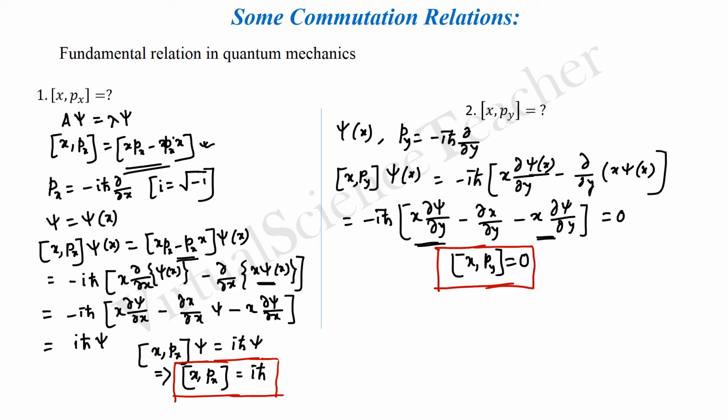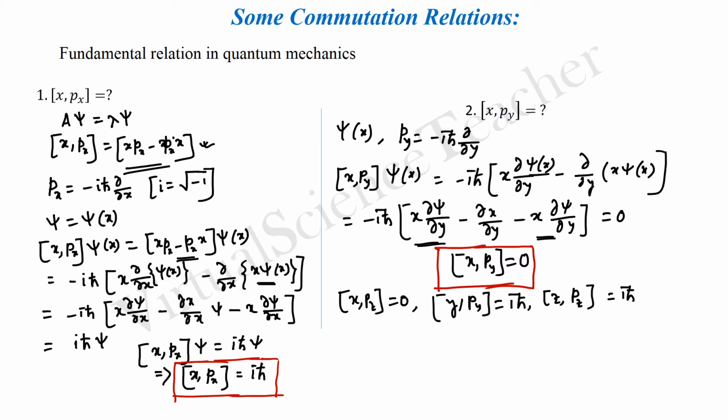Similarly, what we can write for the z axis is also the same. That means x p z will also give us 0. And if we try again y p y, this will give us i h cut, and z p z will also give us i h cut, and in all other cases the value will be 0.